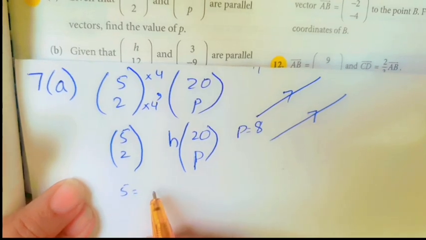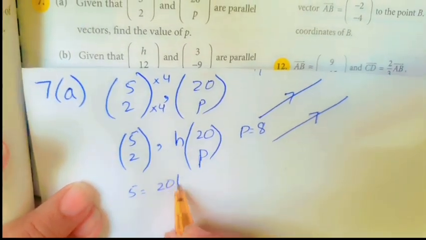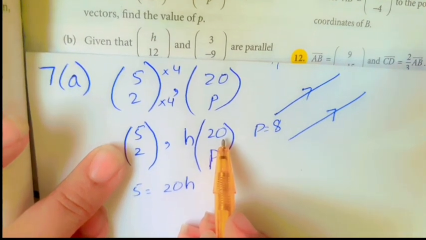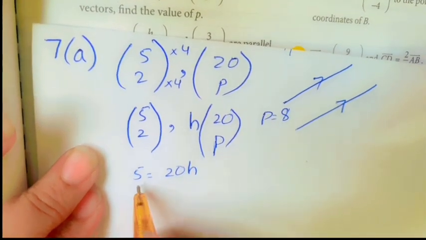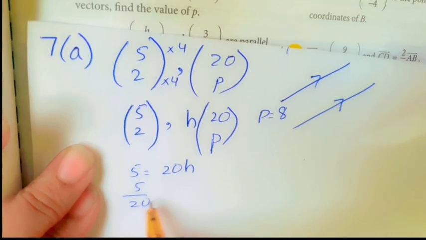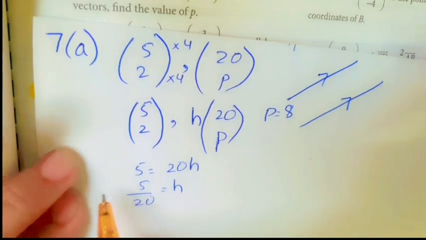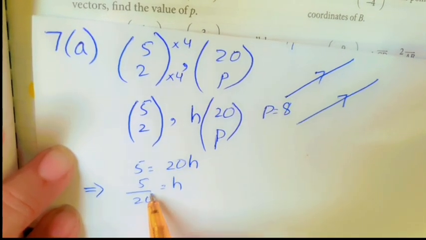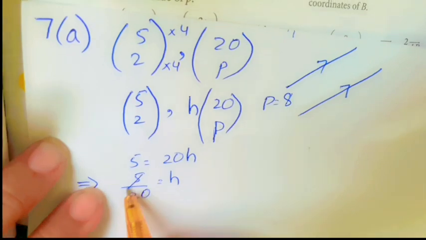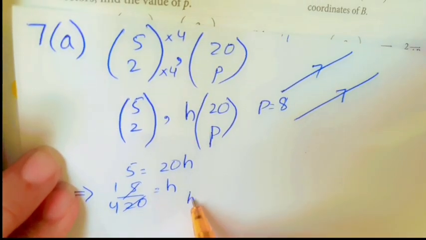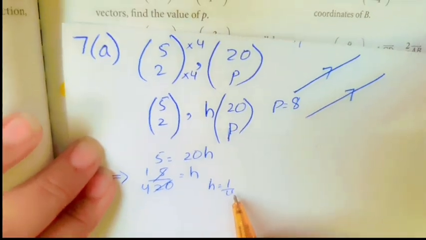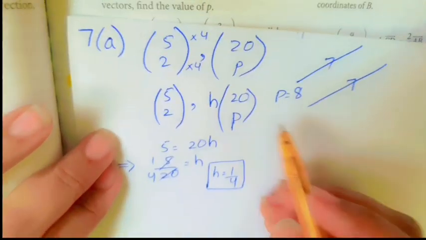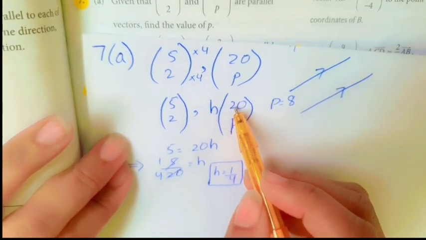5 is equal to 20h, because x component is equal to x component of this vector. So to find the value of h, 5 upon 20 is equal to h. 20 is multiplying over here, so if we shift it to this side, it would be divided, and the value of h is 1 upon 4.